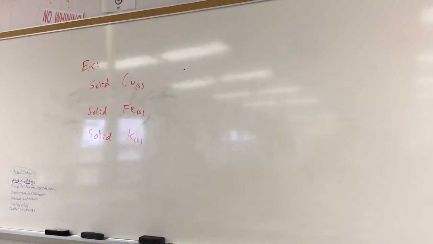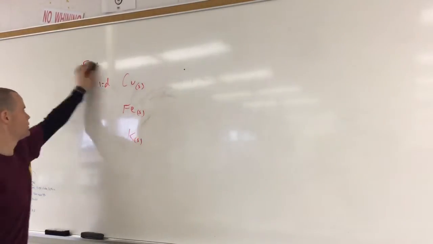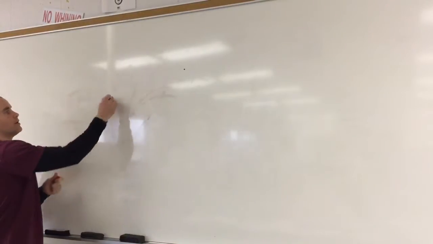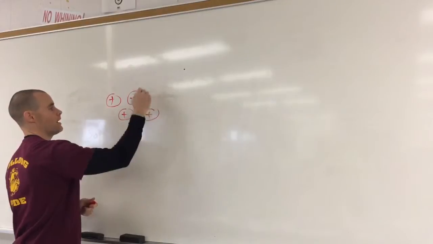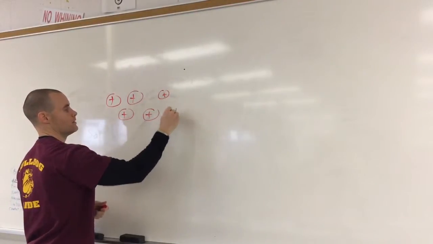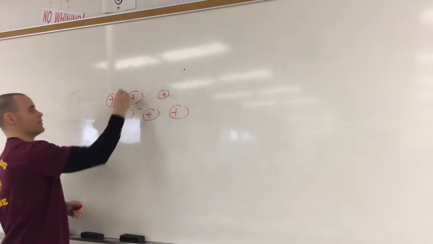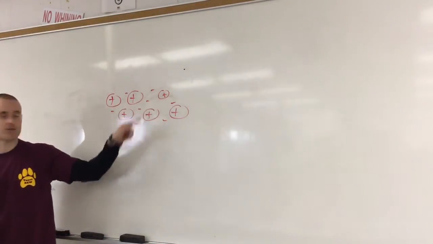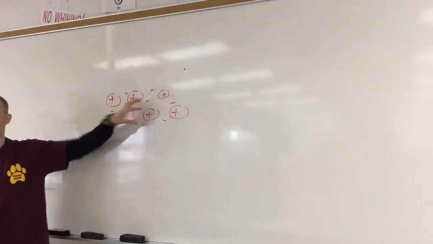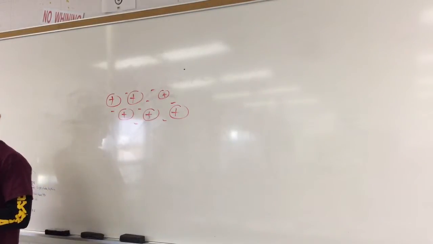See if there's anything else I want to talk about here with metallic. What do you call, just real quick? So you have your positive cations here. I'm trying to stagger these a little bit. And then you have your negative valence electrons that are moving around. What do you call that attraction? What holds this together? There's a word, starts with an E.